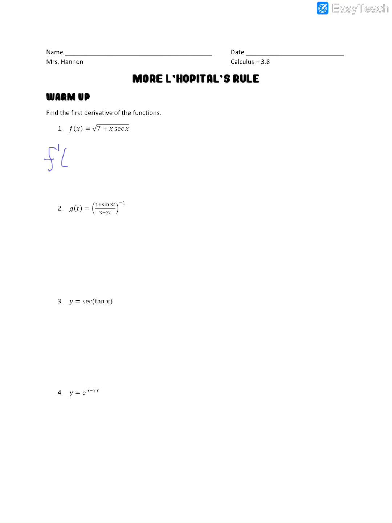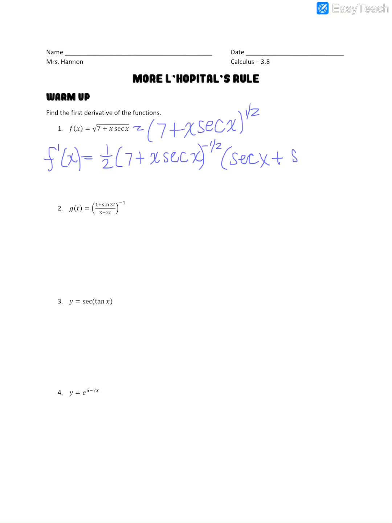So if you think of this as 7 plus x secant x to the 1/2, we're going to have 1/2, keep the inside the same, put the 1/2 down to a negative 1/2. Now we have to do the derivative of the inside. So we're going to have product rule because it's x times secant of x. So we have derivative of the first, which is 1, times the second, plus derivative of the second, which is secant tan, times the first, which is x.